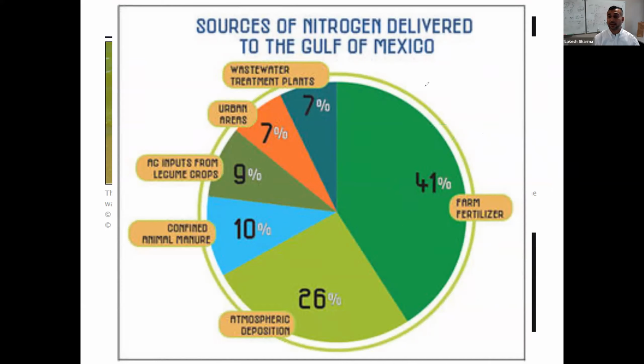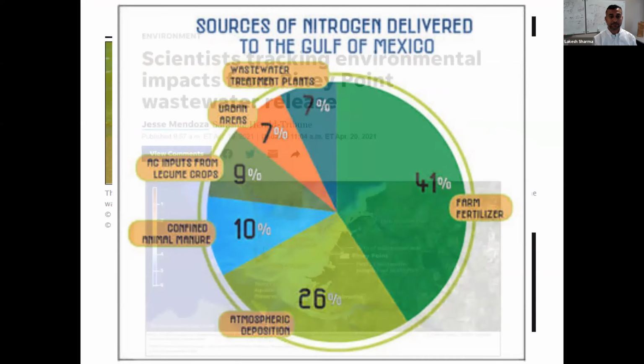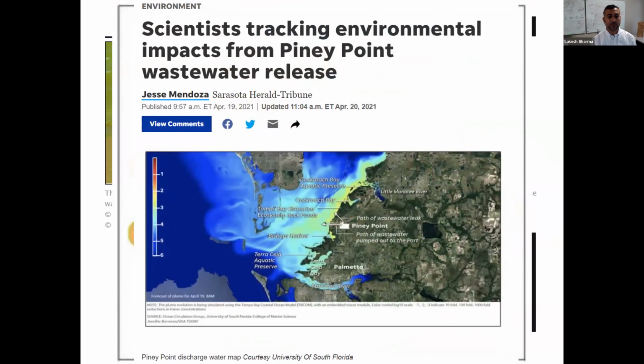So if we cannot live without nitrogen, and we have to apply nitrogen to meet the food demand, and the same nitrogen is also creating a problem for us, then how do we better manage both at that sweet spot, if possible? So this is the Florida situation.